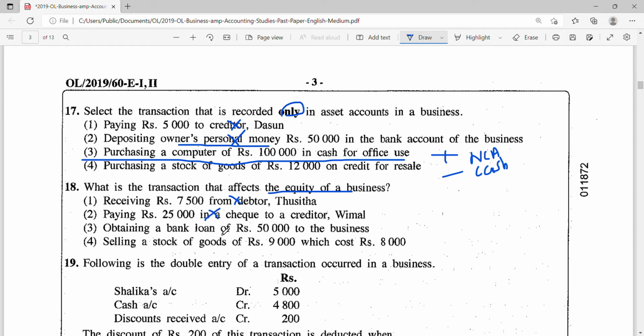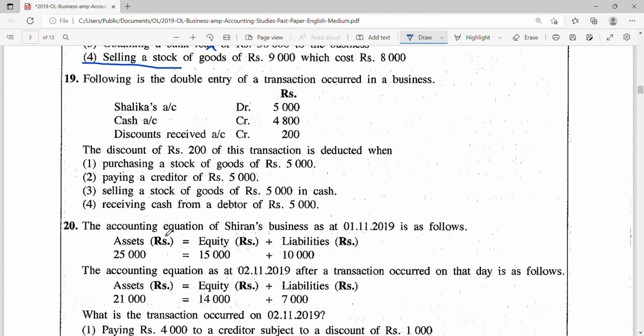That is also incorrect. Obtaining a bank loan of rupees 50,000 to the business. You're obtaining a loan, which means liability will increase, and the loan is coming in terms of cash, so cash will increase. So that is also an incorrect answer. Finally, selling a stock of goods of rupees 9,000 which cost 8,000. So you sold for 9,000 something which is worth only 8,000. You made a profit of 1,000. This 1,000 will get recorded under equity. So the transaction that affects equity is answer 4. Question 19.